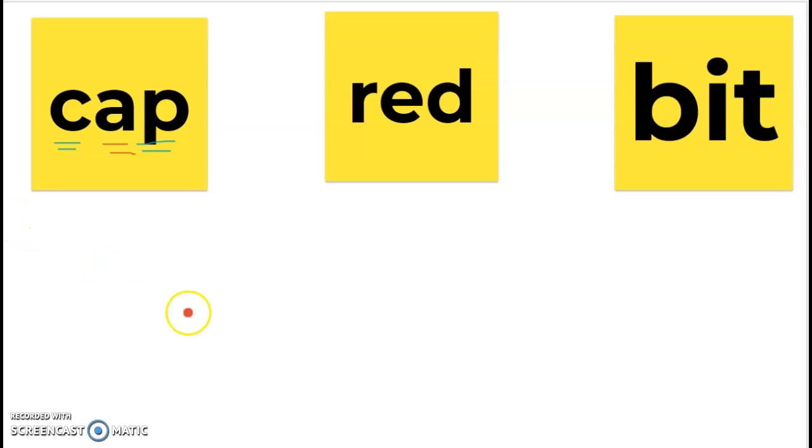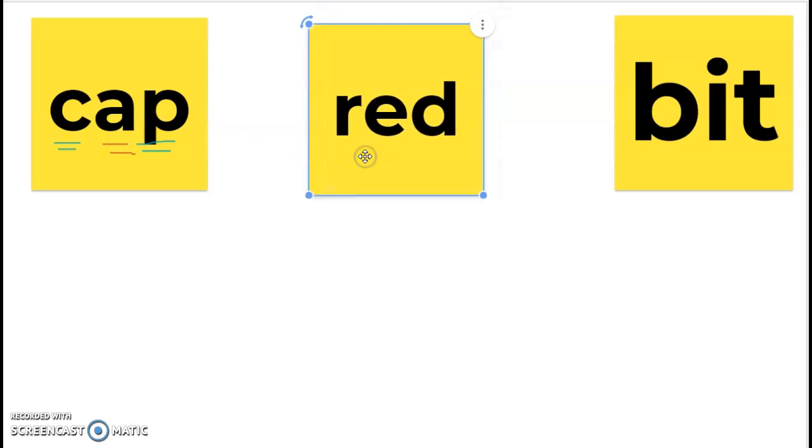Let's look at another word. Let's look at the word red. What do you notice about the word red? You may also notice that this word has 3 letters. Let's count them. R-E-D. 1, 2, 3. 3 letters.